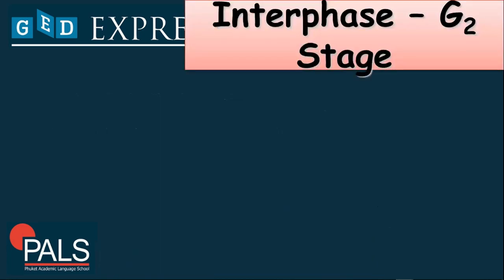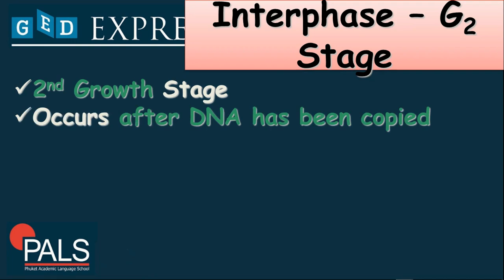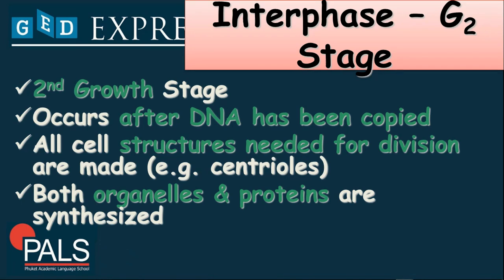we have the interphase or G2 stage. So, the secondary growth stage of the cell during the cell cycle occurs after DNA has been copied and all cell structures needed for division are made. For example, centrioles are also made during this specific stage, which is necessary for mitosis and meiosis. You will know more about centrioles on the next screencast, so don't miss it. And next, both organelles and proteins are synthesized during the secondary growth stage.